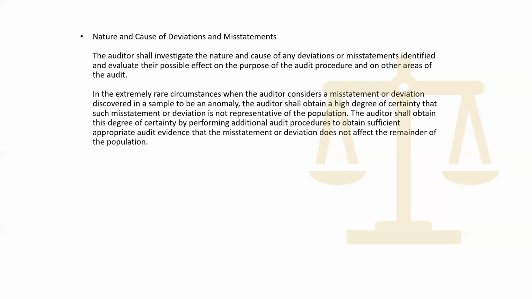The additional audit procedures that you want to perform are specifically to test the particular misstatement or the deviation that you've identified. And once you've done that and you've tested your additional procedures, you can conclude whether this misstatement or this deviation affects the remainder of the population or it does not affect the remainder of the population. Once you identify that the misstatement or the deviation affects the remainder of the population, you would need to project your misstatement.